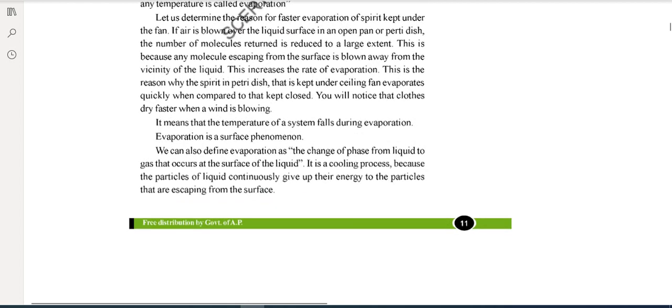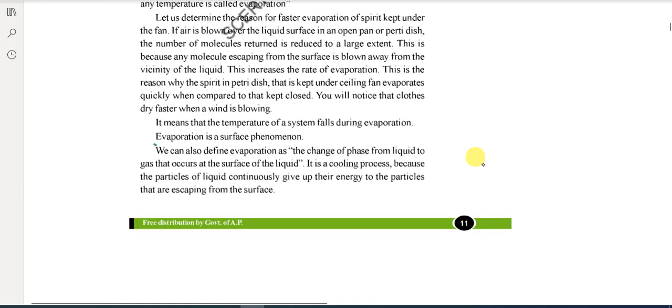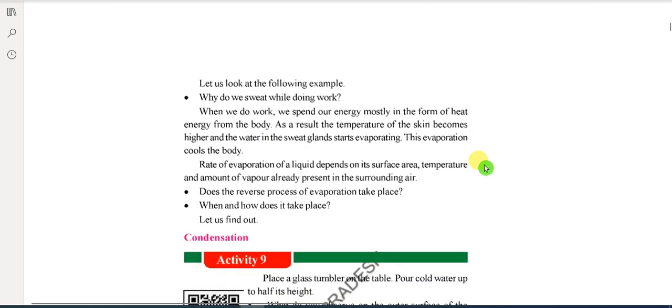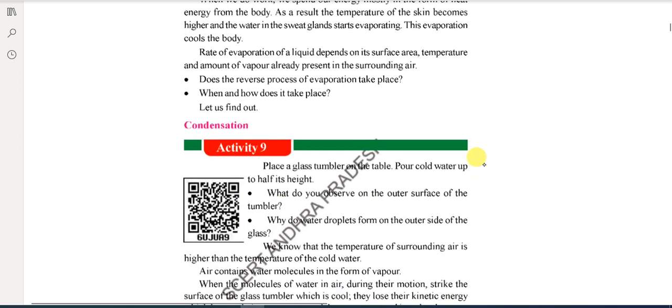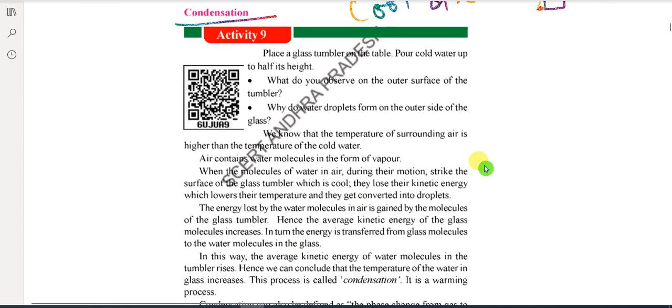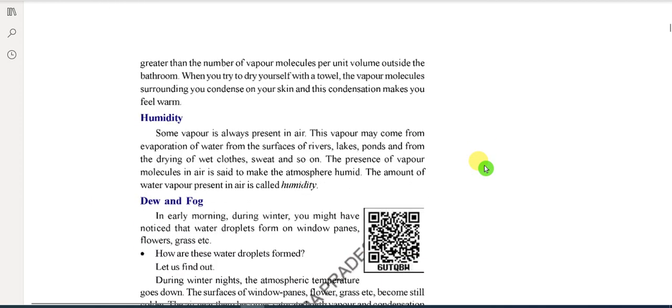And next, what is the evaporation phenomenon? Evaporation is a surface phenomenon. Next, condensation. Condensation, cool drink, simple. Cool drink, these are very important. Droplets on the cool drinks, yes, that is an example of condensation, and bath, another example.